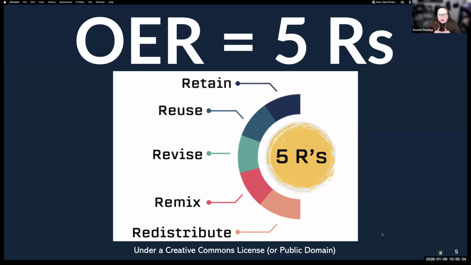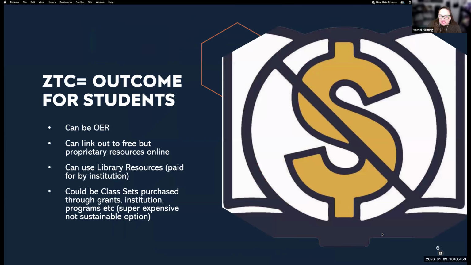So when we talk about OER, we're really talking about the 5 R's. We're talking about retain, reuse, revise, remix, and redistribute, and it's under a Creative Commons license or public domain. If it is not under one of these 2 licenses and does not have these 5 criteria, it is not a true OER. It's probably related to ZTC.